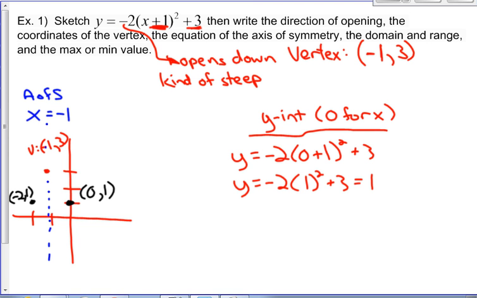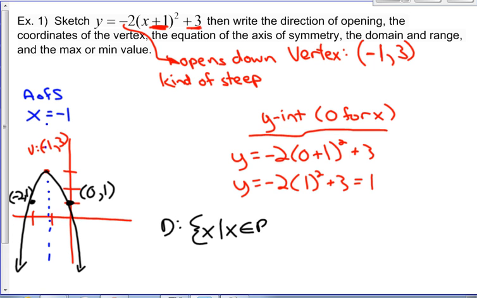Now I've got a good idea of what the curve looks like. I'll sketch it. I can talk about its domain. The domain of a parabola will always go forever to the left and forever to the right, so it will always be the set of all real numbers.